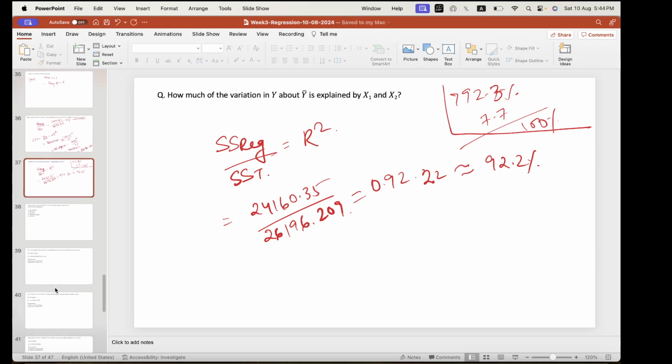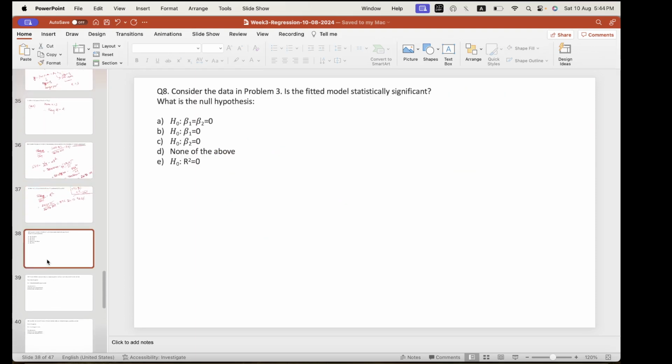Now the next question is, consider the data in problem 3. Is the fitted model statistically significant? So we have SS residuals, we have SS regression. To test whether the model is statistically significant, we need to test H0, both beta 1 and beta 2 equal to 0, which is equivalent to testing H0 R square equal to 0.